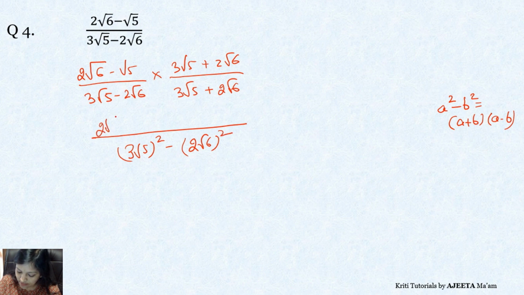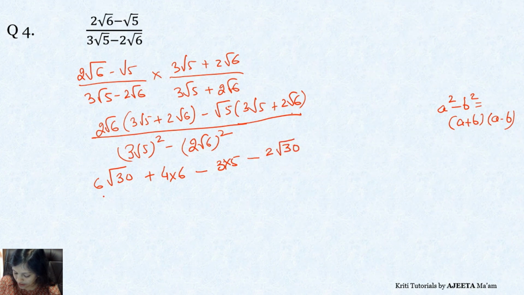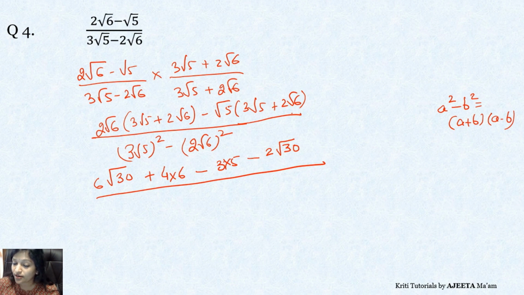Now 2 root 6 has to be multiplied with 3 root 5 plus 2 root 6, and root 5 has to be multiplied with 3 root 5 plus 2 root 6. Now do it carefully. So we get here 6 root 30 plus 4 root 6 into root 6. We can directly write, instead of root 36, we can directly write 6. Then we have 3 into 5, that is 15. And then minus plus minus, this is important. So 2 root 30. And here what we will get? 3 threes are 9. So 3 root 5 into 3 root 5. What will you get? 9 into 5, that is 45.